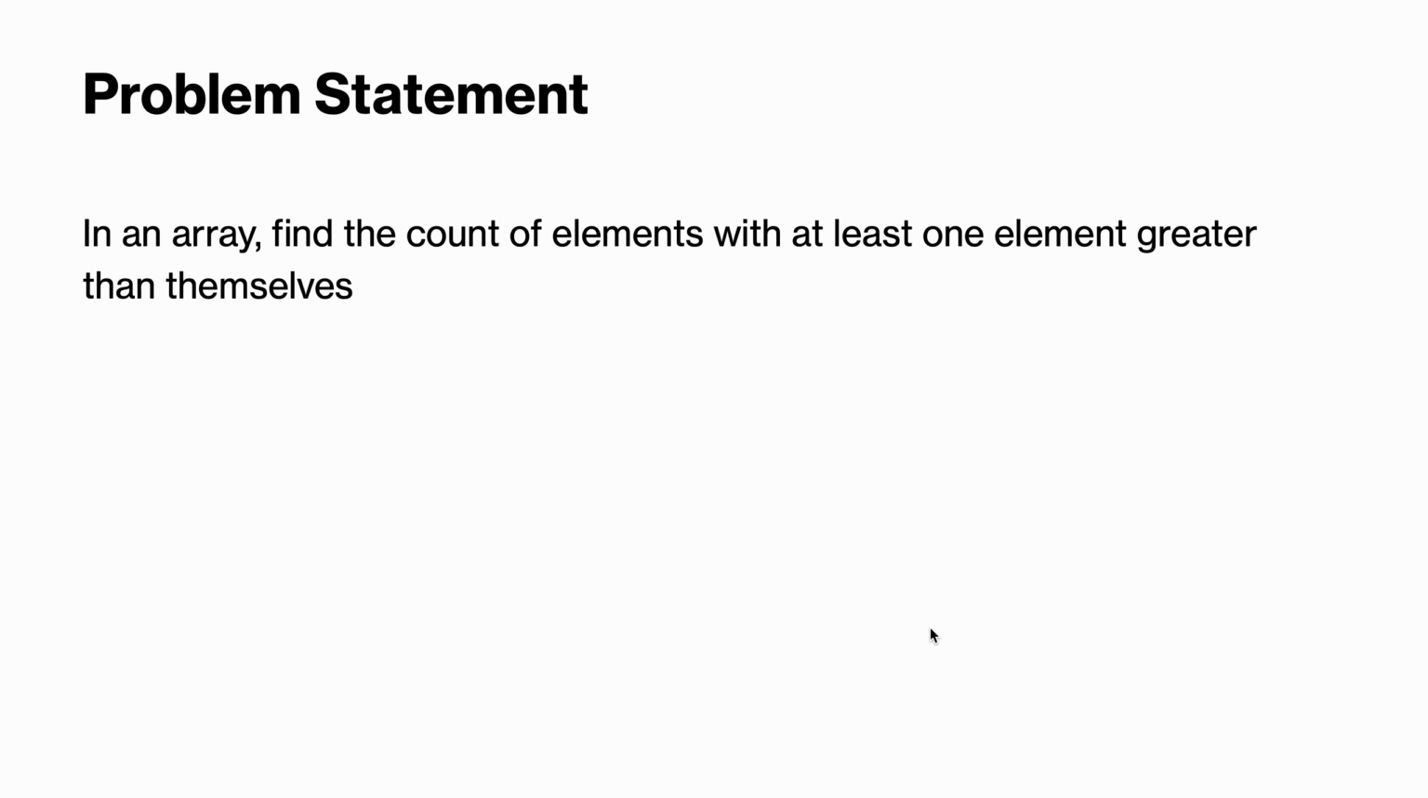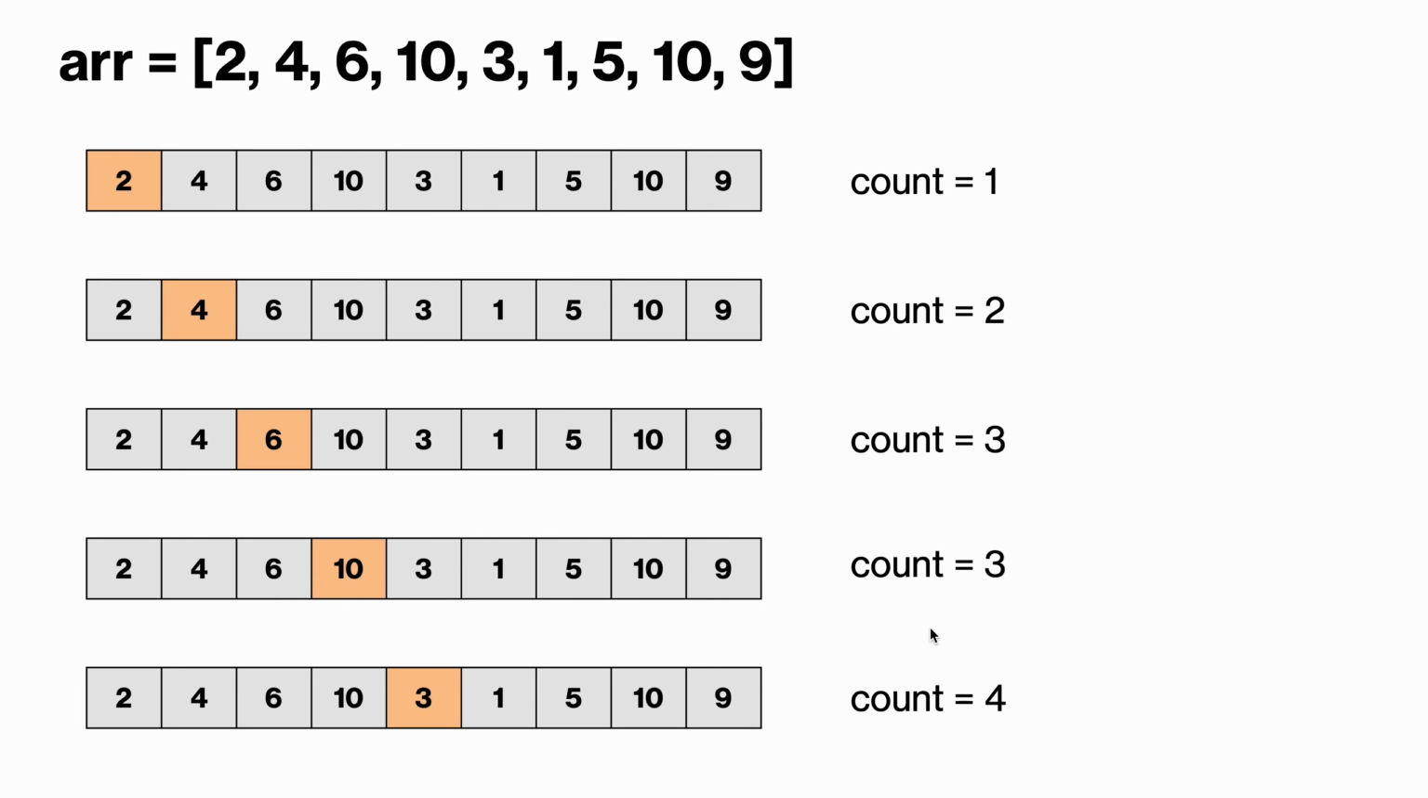The problem statement is, given an array, find the count of elements that have at least one element greater than themselves. First, let's try to understand the problem. Here we are taking an example: 2, 4, 6, 10, 3, 1, 5, 10 and 9. For each element in this array, we need to check whether there exists at least one element greater than it and then count all such elements.